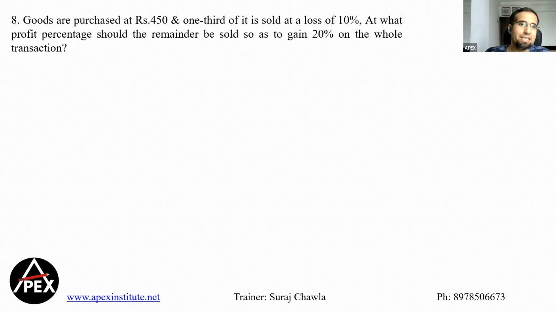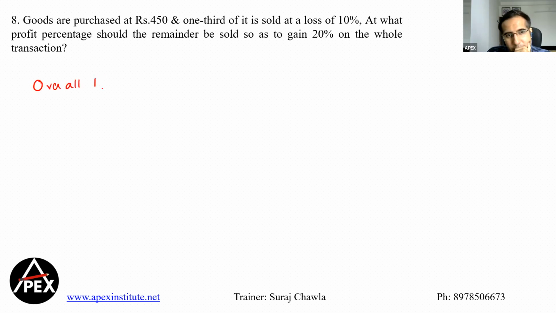Yep, let's look at this question, guys. Goods are purchased at 450 rupees. One third of it is sold at a loss of 10 percent. At what profit percentage should the remainder be sold so as to get 20 percent on the whole transaction? So we are given the overall profit percentage here.